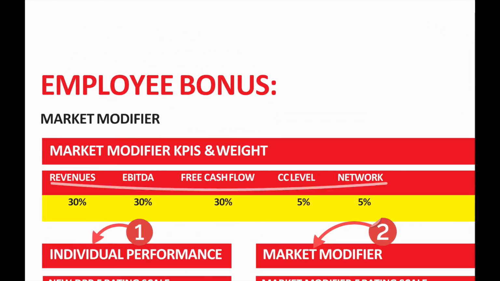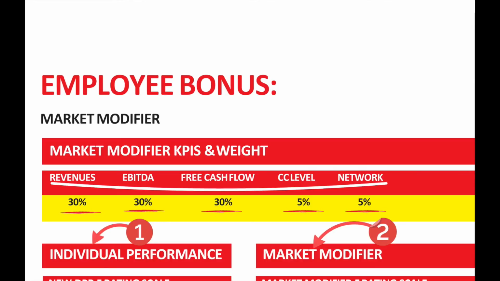The market modifier is calculated on 5 core KPIs which the market is expected to achieve during a 6 months period. The market, similar to the individual performance, will achieve a rating from 1 to 5. 1 meaning the market did not achieve its KPIs, and 5 meaning it overachieved.